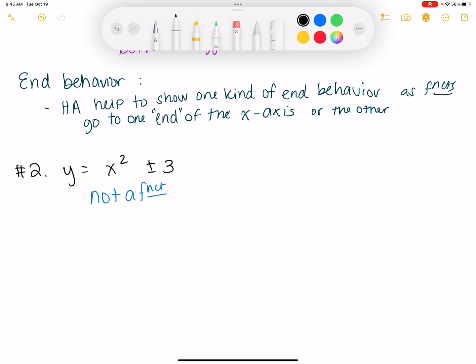All right. Number 4. X is equal to 12 minus y. Yeah. Okay, because we can get y by itself. Yeah. Okay, so yes, it's a function.